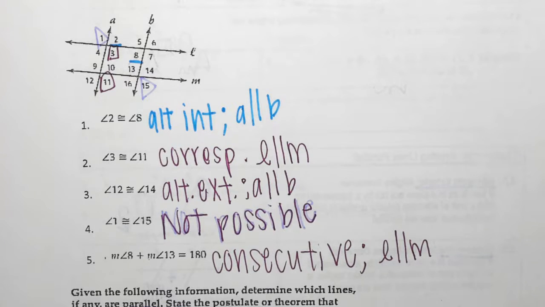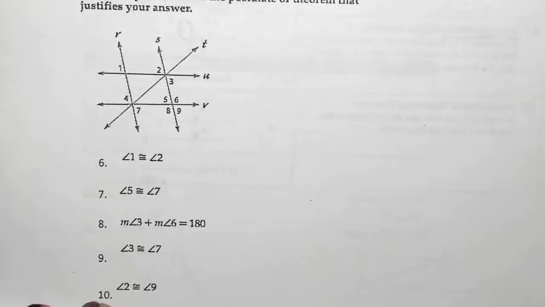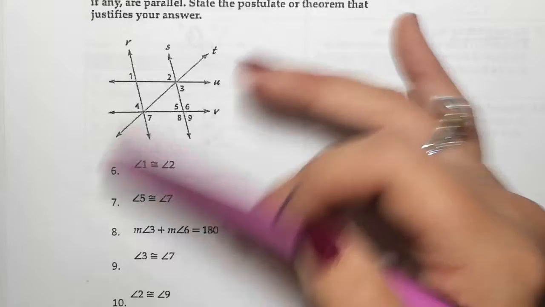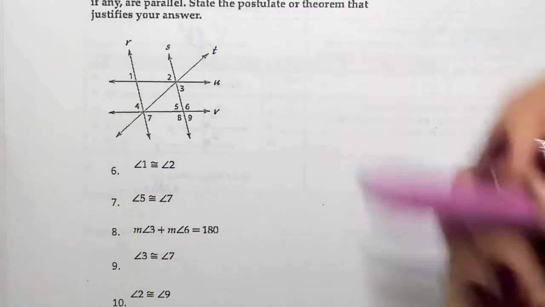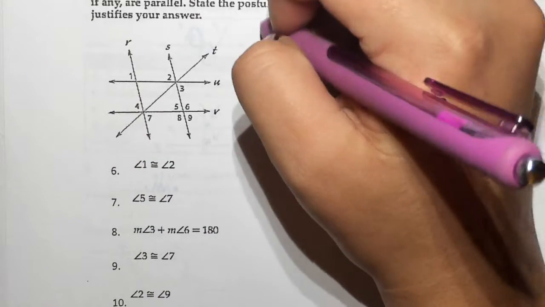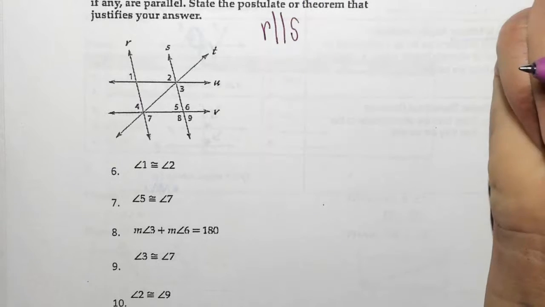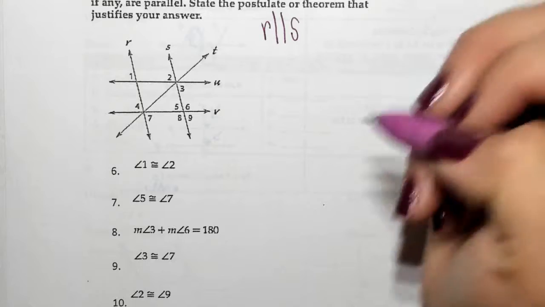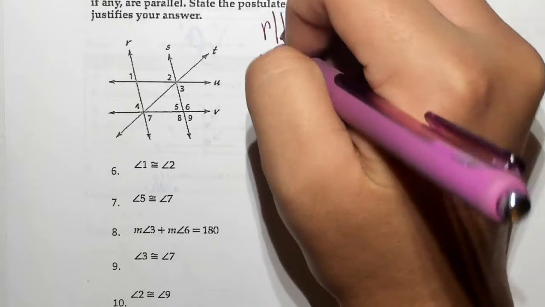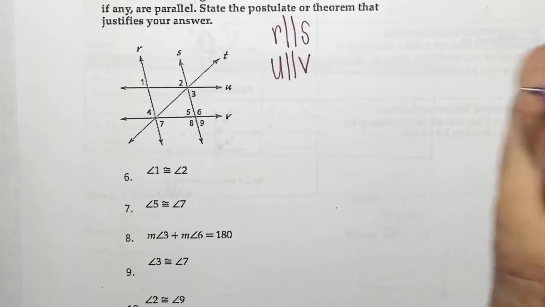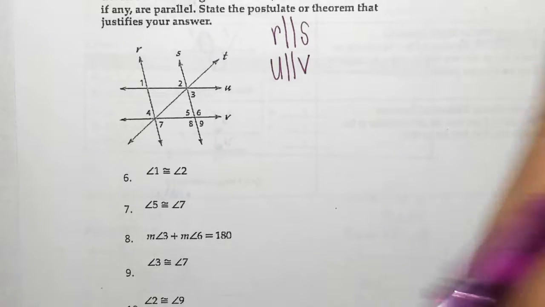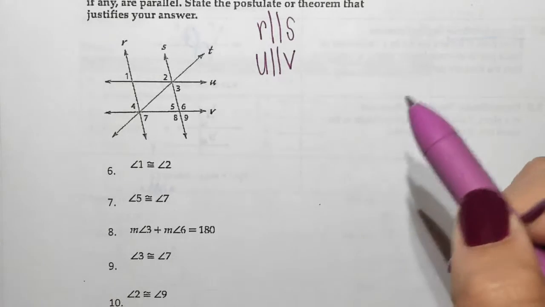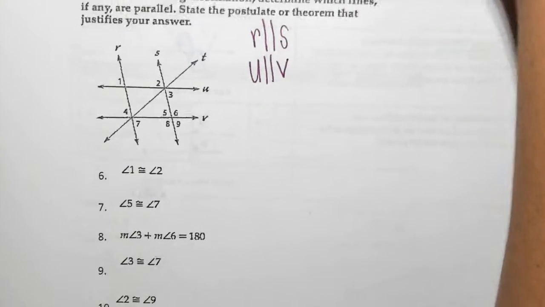Okay, same thing. However, this T is just messing us all up. Transversal T just throws a wrench in there. So, here is what, you can either have R is parallel to S, that's one option, or you can have what? U is parallel to V. Those are the only two options. Okay, so try 6 and 7 on your own.